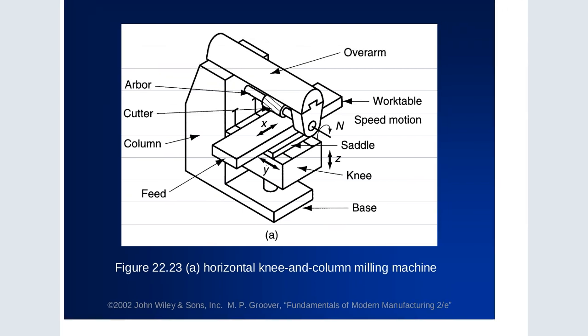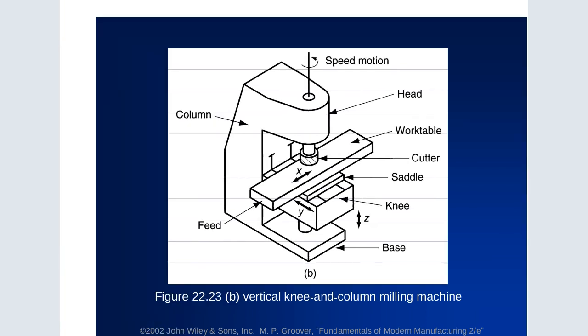Now you can see the horizontal knee milling surface. Now it is milling horizontally. So the tool that is being fed is fed on the X, Y axis. So up, down, up, down. The vertical knee, so now when it moves up and down, that is the Z direction. You can see it is moving in the Z direction.